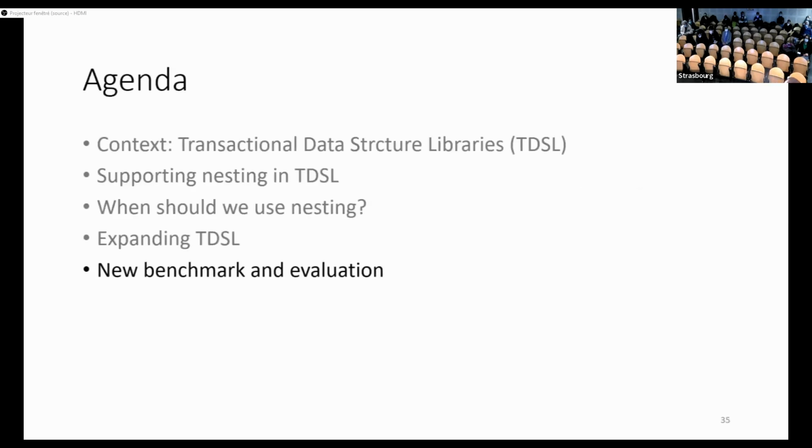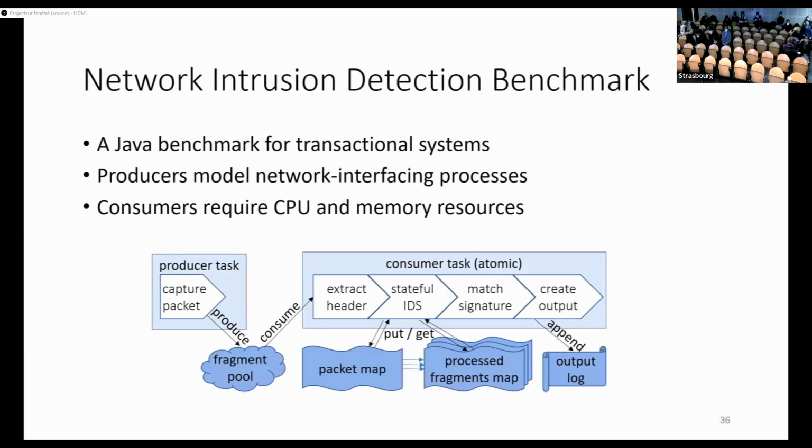The final thing I'm going to present is a new benchmark that we conducted, and some evaluation highlights. So our benchmark is based on network intrusion detection system, kind of like Intruder. We took one of the designs from the original paper and rewrote it in Java. So we have producers modeling input from the network, capturing packets and putting them in a packet pool, and then consumers that do all the data processing and report good or bad packets to some shared output entity, say a log.